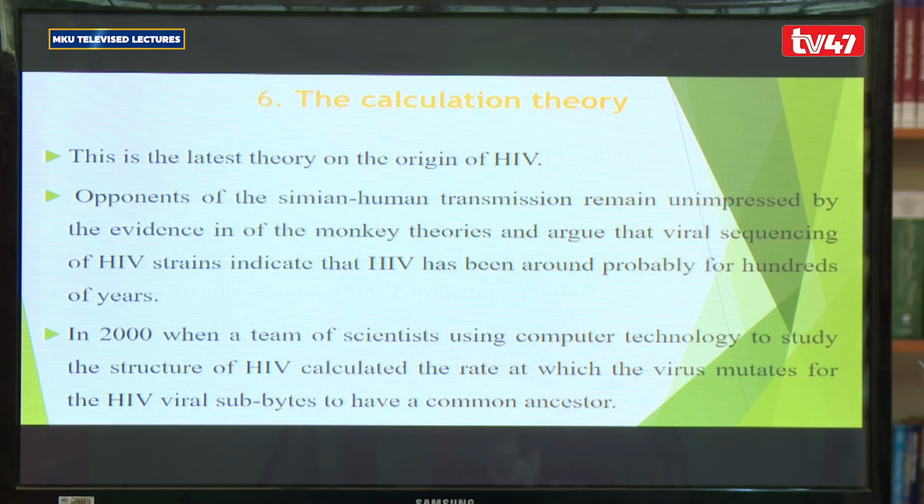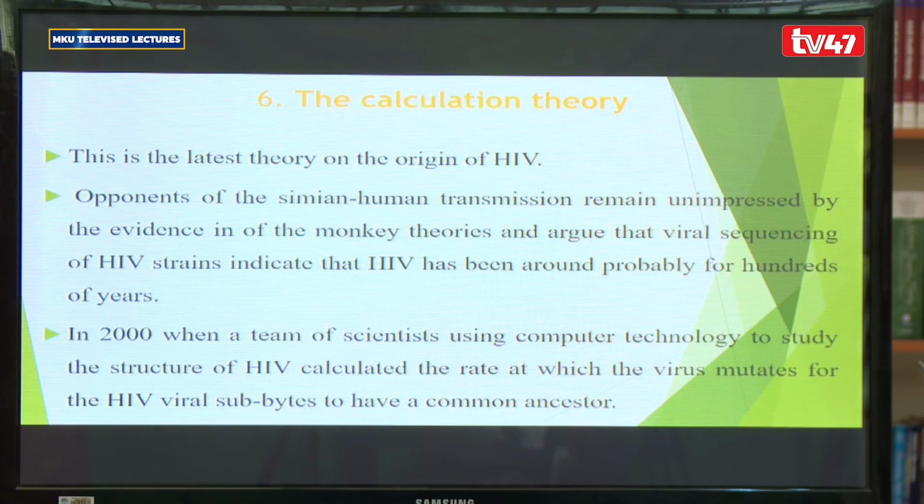Let's look at the coagulation theory. This is the latest theory on the origin of HIV. Opponents of the simian-human transmission remain unimpressed by the evidence in the monkey theories and argue that viral sequencing of HIV strains indicated that HIV has been around probably for hundreds of years.